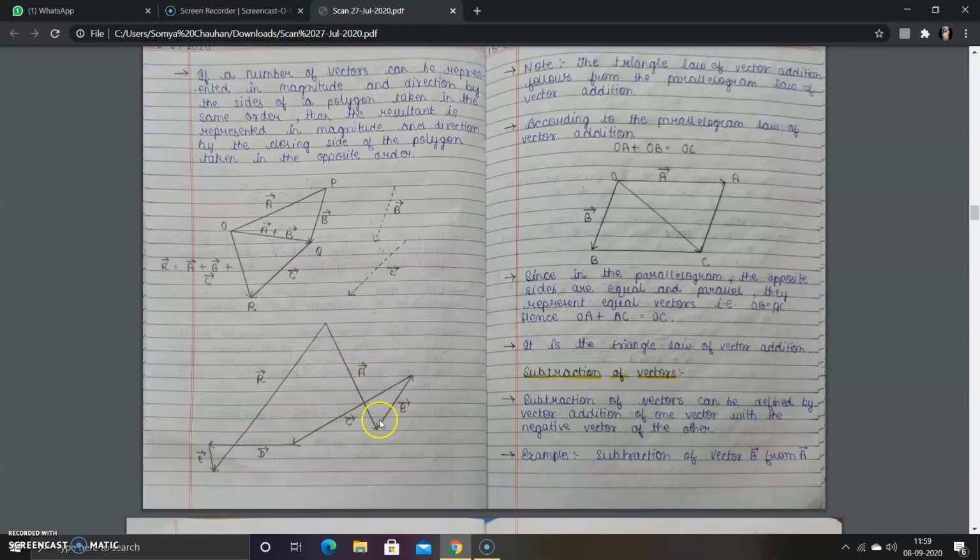This is the A vector. Now you have to add the tail of B vector to the head of A vector. This is B vector. This is C, D and E vector. The resultant is given as tail of first vector is coinciding with the tail of resultant vector, while the head of last vector will coincide with the head of resultant vector. So R vector will give you A plus B plus C plus D plus E. This will be the polygon law of vector addition.